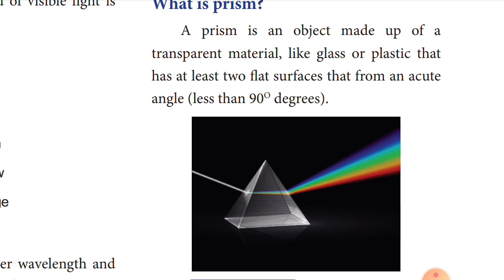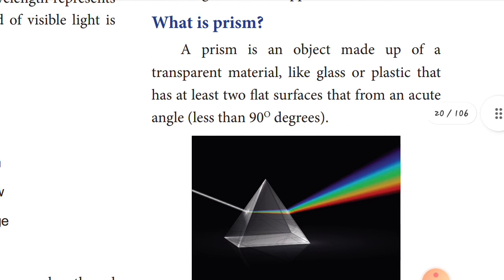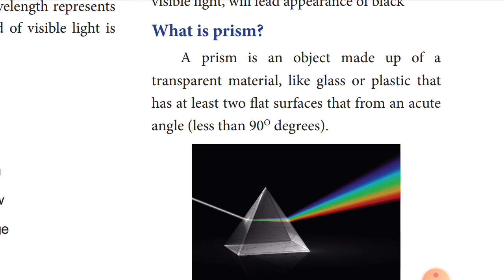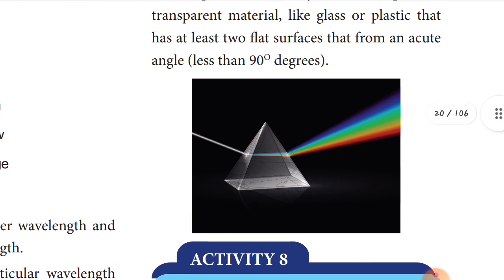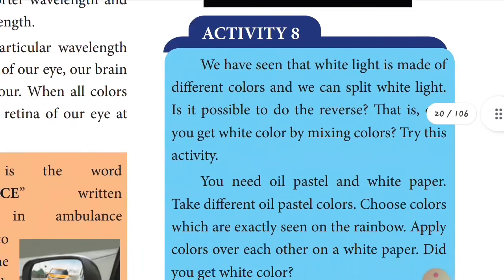And you see, children, what is a prism? You see the prism, children? The prism is an object made up of a transparent material like glass or plastic, and it has at least two flat surfaces, in the form of an acute angle, children. You see the 90 degree? This is called a prism. We use prisms in the higher secondary, 11th and 12th practicals. You use the spectrometer. Okay, fine.